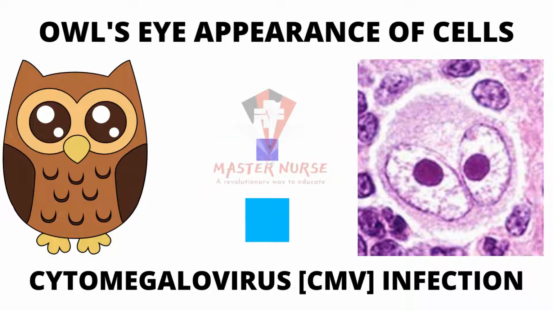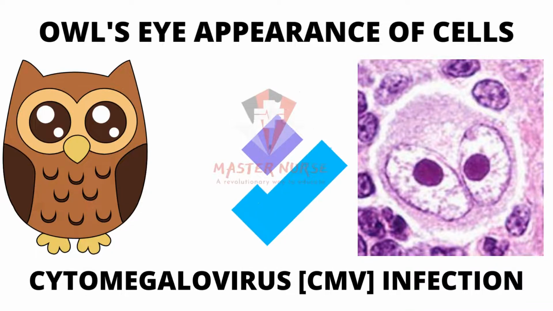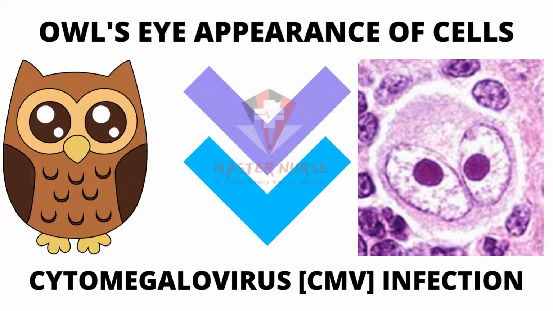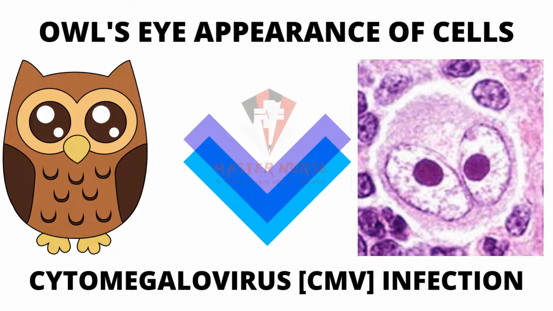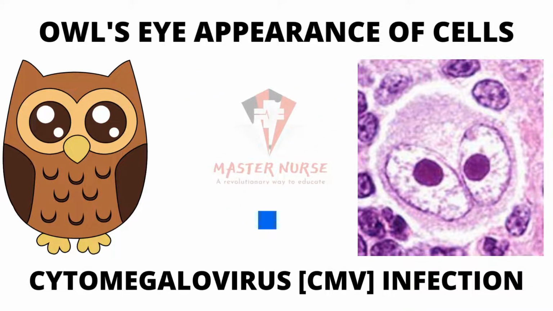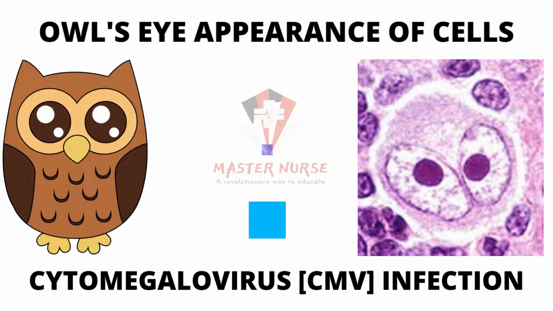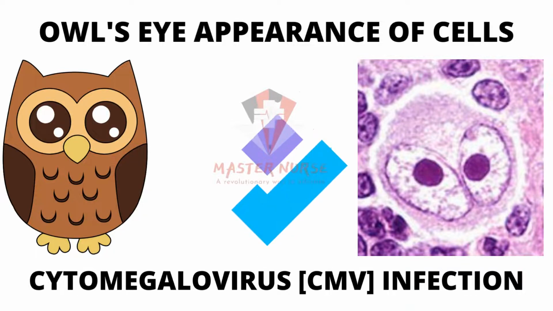So what will happen in cytomegalovirus infection is that the viral inclusion particles will accumulate in the cell, making the cell look enlarged and giving it an owl-like eye appearance. A similar kind of appearance is also seen in another disease, where the cell is called the Reed-Sternberg cell. So you should not get confused. There is another thing called the Reed-Sternberg cell.